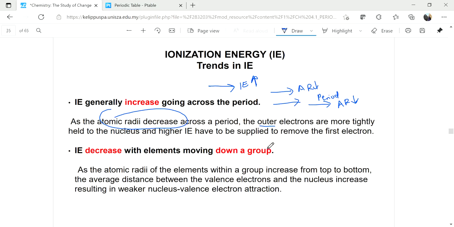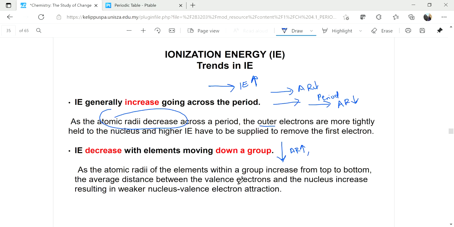Going down the group, atomic radius increases. Why does atomic radius increase? Because the energy level increases. The principal quantum number n increases, so atomic radius increases.